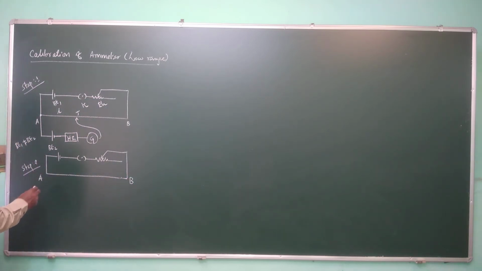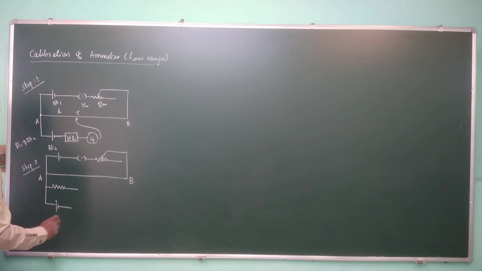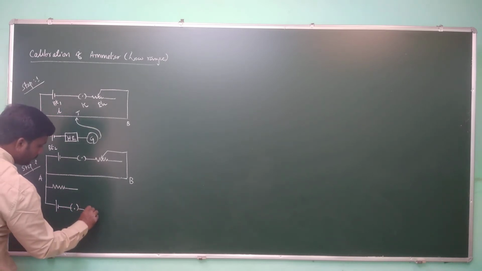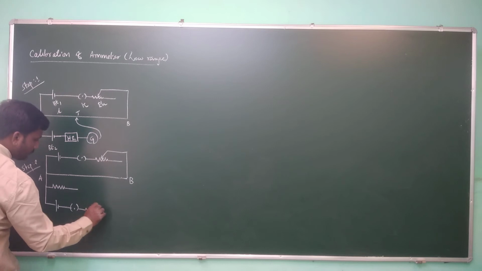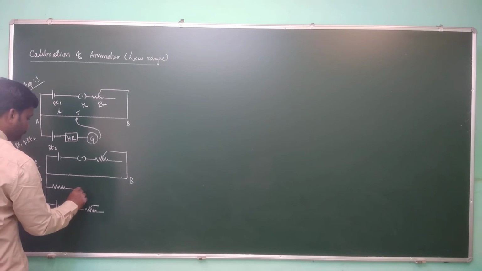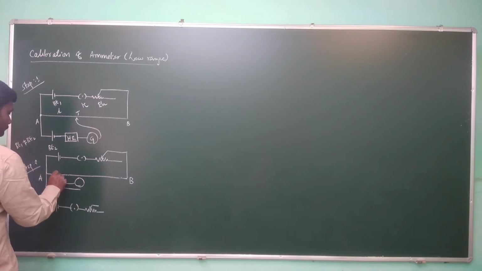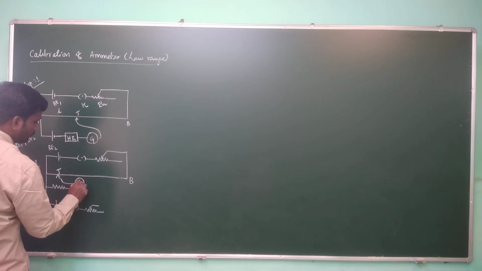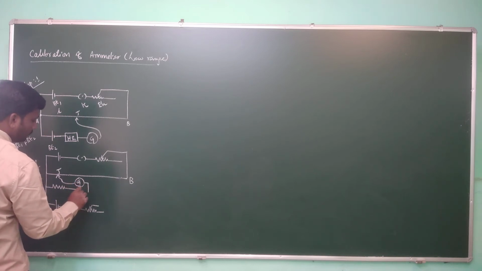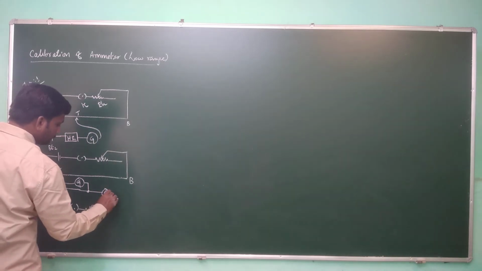Okay, in the bottom of the circuit we have to make connections like this: a resistance and a battery and a key, rheostat. We can say jockey. This is galvanometer and here there is a joint. Here there is an ammeter.